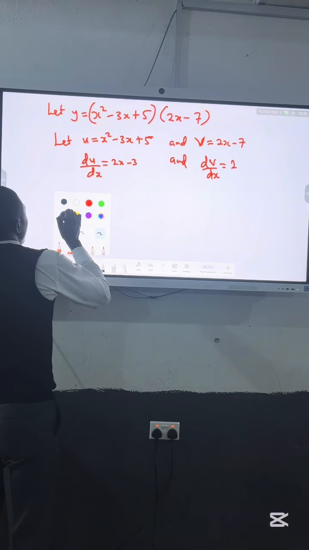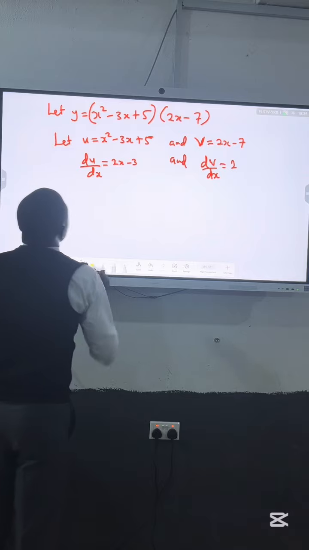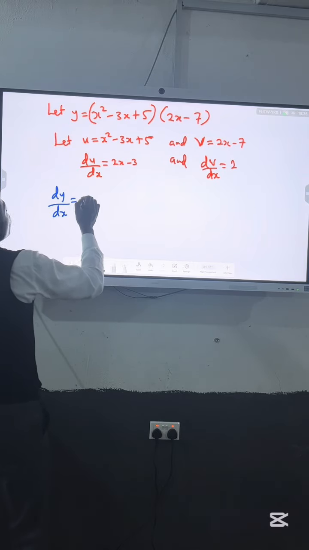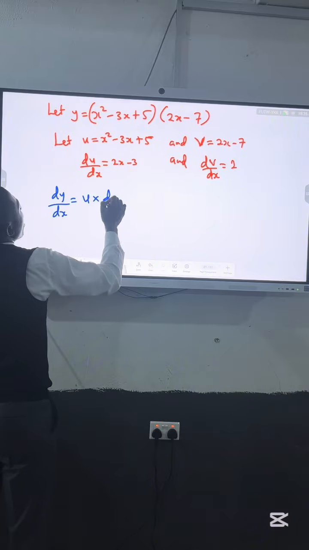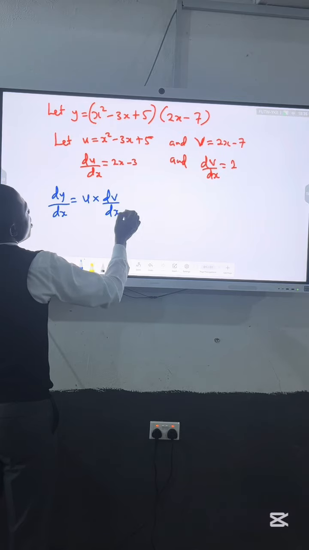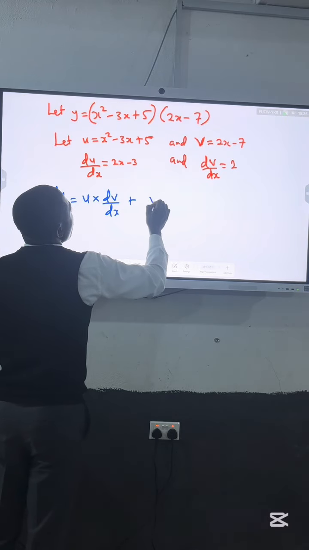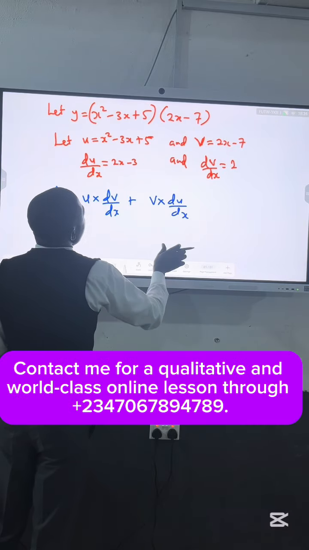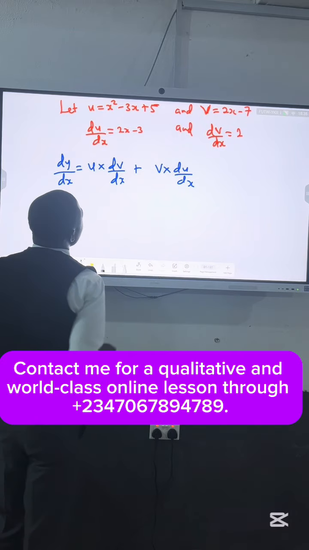Let's go. All right? So let me use another color. So let's recall the formula again, that dy/dx is actually u multiplied by dv/dx plus v, this time around, multiplied by du/dx. So let's keep going so that we'll keep enjoying this.